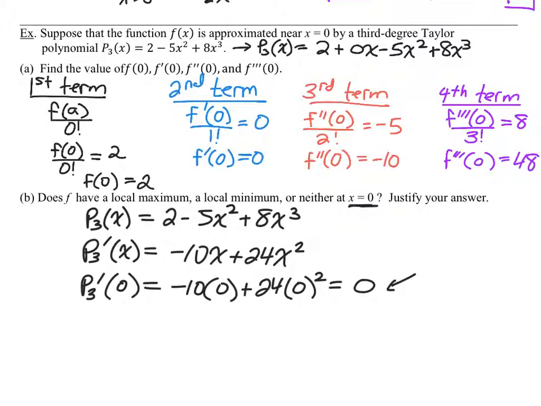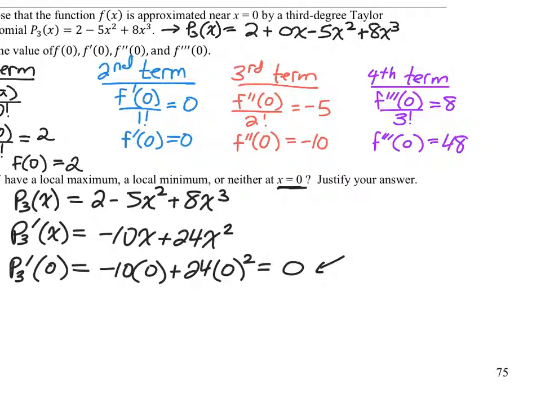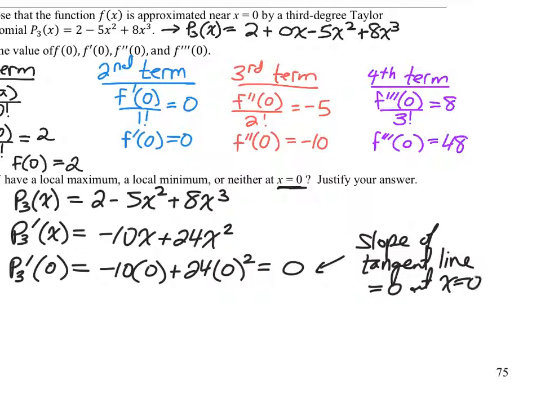If the result is 0, that means that there's a critical value. So that's telling me that the slope of the tangent line is equal to 0 at x equals 0. Therefore, it's a critical value. It may not be a turning point. It could be an inflection point. So what we do is we take that value and test it in the second derivative, the second derivative test for extrema.